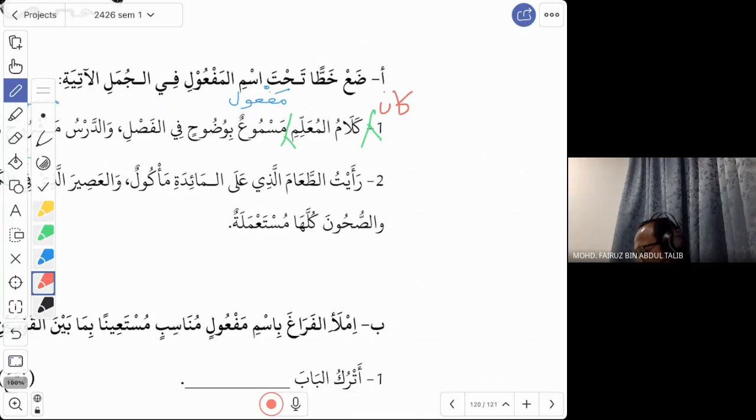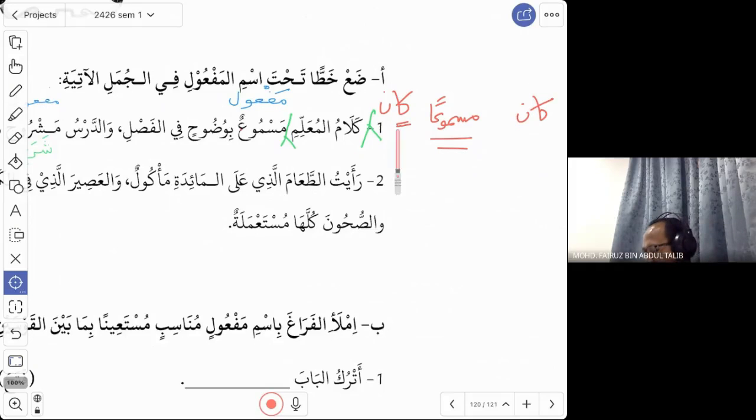And of course, you have learned this topic kana in the previous level. Whenever you say kana, then of course, masmu, you will have to end it with a fatha. So this is in the grammar lesson that you have learned before, right? But I just want to remind you the usage of kana in the jumlah was. So kana kalamul muallimi masmu'an. The teacher's speech was heard.